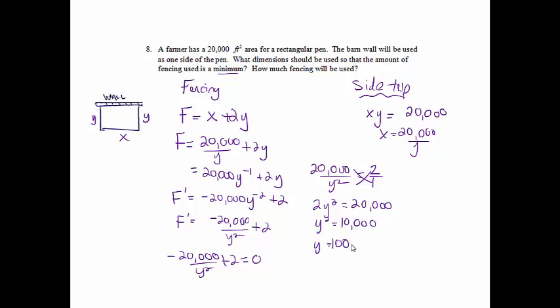So I know I'm going to have to go back and find the x. I'm going to plug it up there. 20,000 divided by 100 will be x equals 200.